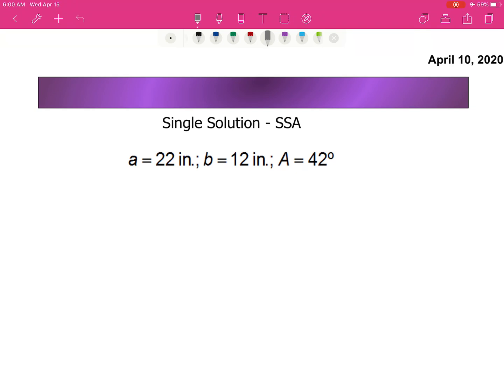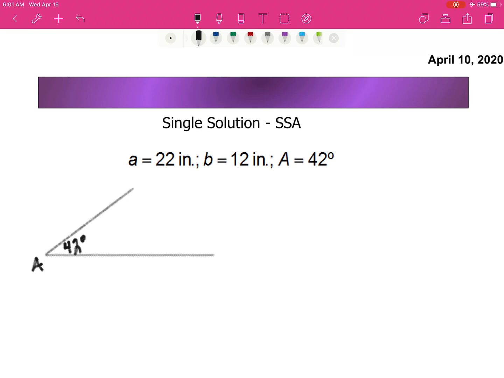So we're given two sides and the angle that is not between them. The information they're giving us is side a is 22 inches, side b is 12 inches, and angle A is 42 degrees. So remember, the first thing that I did was I drew the angle. I'm going to try and draw a 42 degree angle right here, and I'm going to label it A. This is 42 degrees.